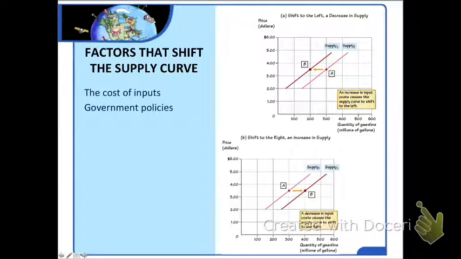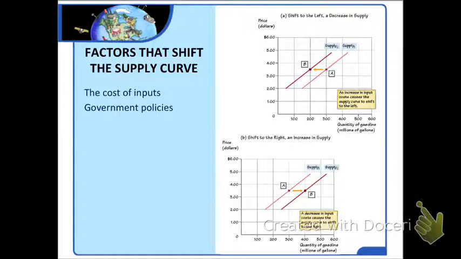The second factor that can cause the supply curve to shift would be a change in government policies. Government policies can change the cost of producing a good, or they can change the amount of money that suppliers receive for selling their goods. In either case, the government's actions can cause supply curves to shift. What are these government policies?